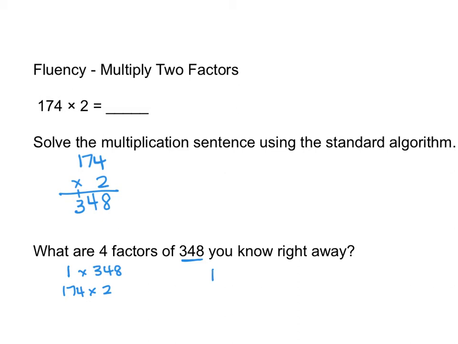So factors that we already know are 1, 2, 174, 348. This is a very big number. Do you think those are all the factors? No, they're not. But we do know some of them right away.